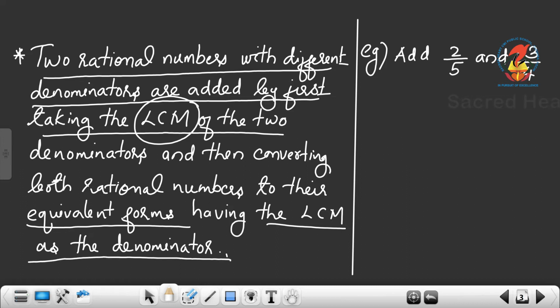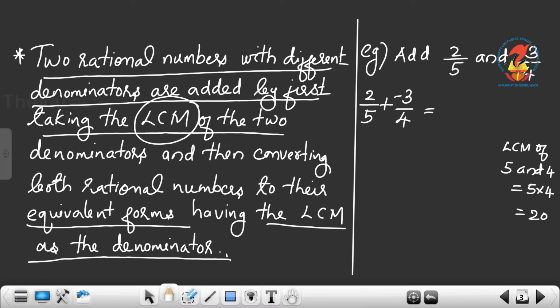Now we can consider the example. Add 2 by 5 and negative 3 by 4. So 2 by 5 plus negative 3 by 4 equals. Look at the denominators. The denominators are different, so we have to take the LCM. What is the LCM of 5 and 4? LCM of 5 and 4 is equal to 5 into 4, which is equal to 20. So you have to make the denominator of each rational number 20.